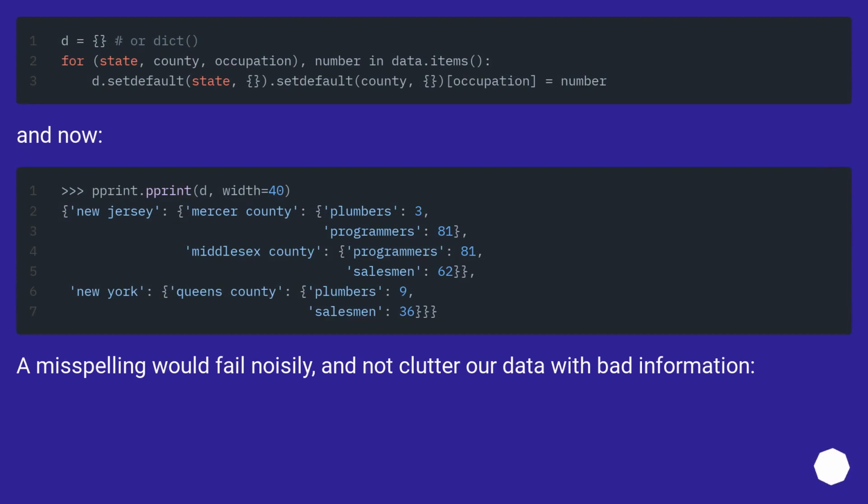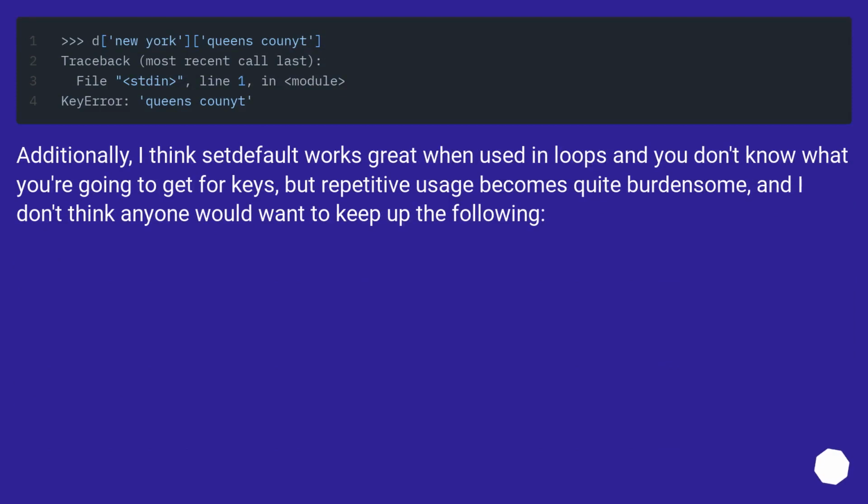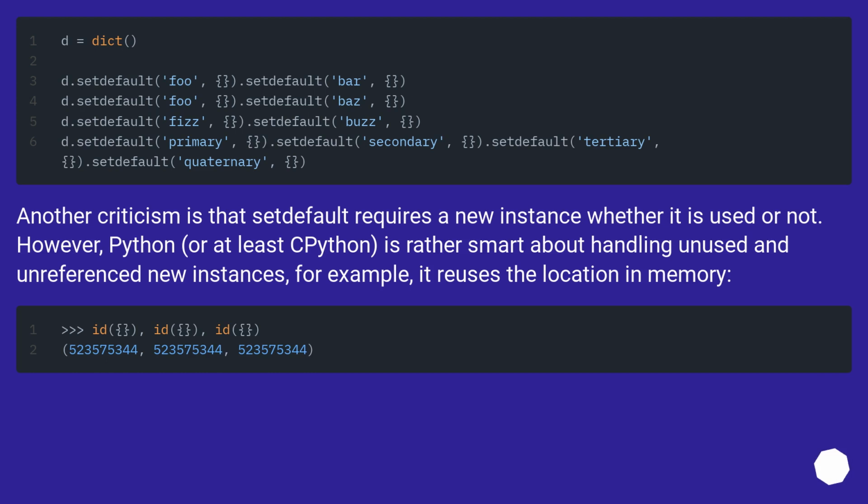And now, a misspelling would fail noisily, and not clutter our data with bad information. Additionally, I think setdefault works great when used in loops, and you don't know what you're going to get for keys, but repetitive usage becomes quite burdensome, and I don't think anyone would want to keep up the following. Another criticism is that setdefault requires a new instance whether it is used or not. However, Python, or at least CPython, is rather smart about handling unused and unreferenced new instances. For example, it reuses the location in memory.